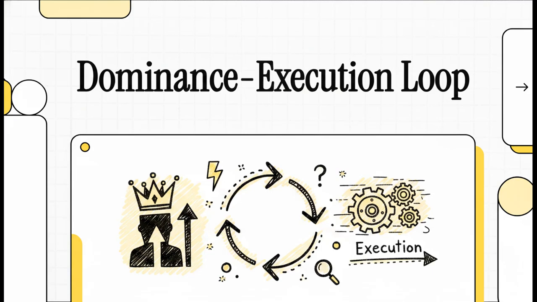Today we're going to impartially unpack a pretty provocative political science framework from our source material. It's called the dominance execution loop. We're going to explore exactly how analysts attempt to understand, measure, and even anticipate the actions of political figures who just don't seem to play by traditional institutional rules. It is a fascinating look into the actual mechanics of power.